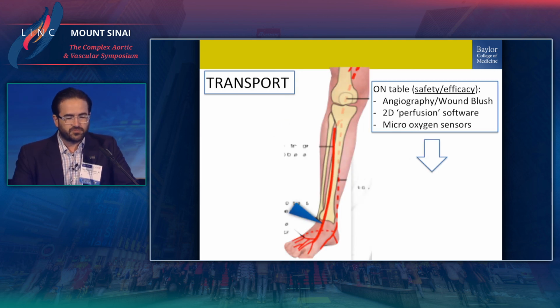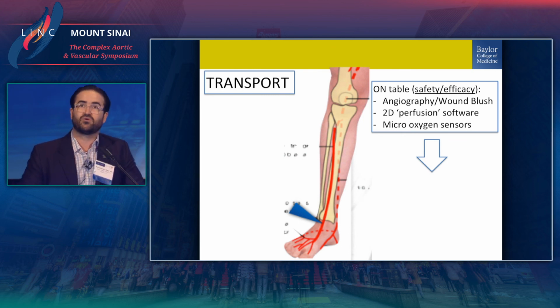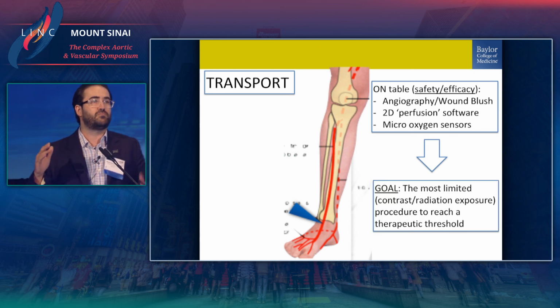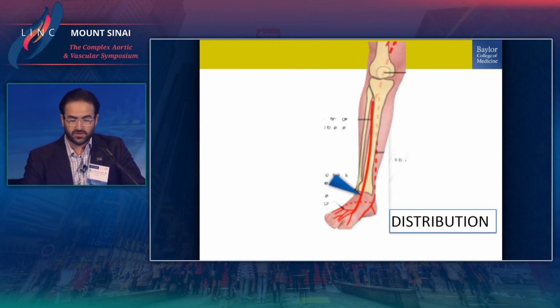Now, when we look at transportation on table, what we're trying to look at is safety and efficacy. What we have now to determine our procedures as safe is angiography by means of looking at the wound blush, 2D perfusion software, and then micro-oxygen sensors as they're emerging as a good technology to assess our procedures. Why? Because the goal is to do the most limited procedure we can, but have the least amount of contrast and radiation and know that we did a good job for the patient. And that may be just opening one single correct vessel below the knee.